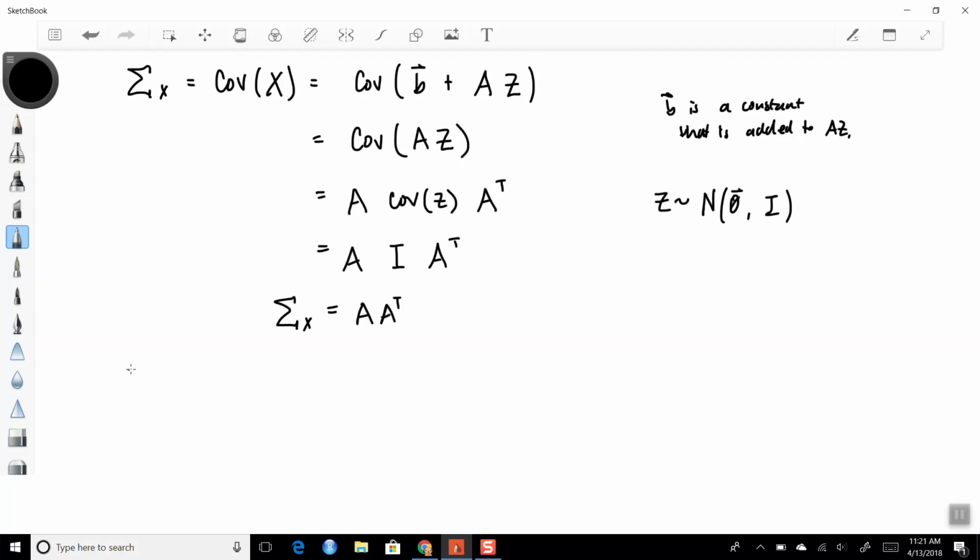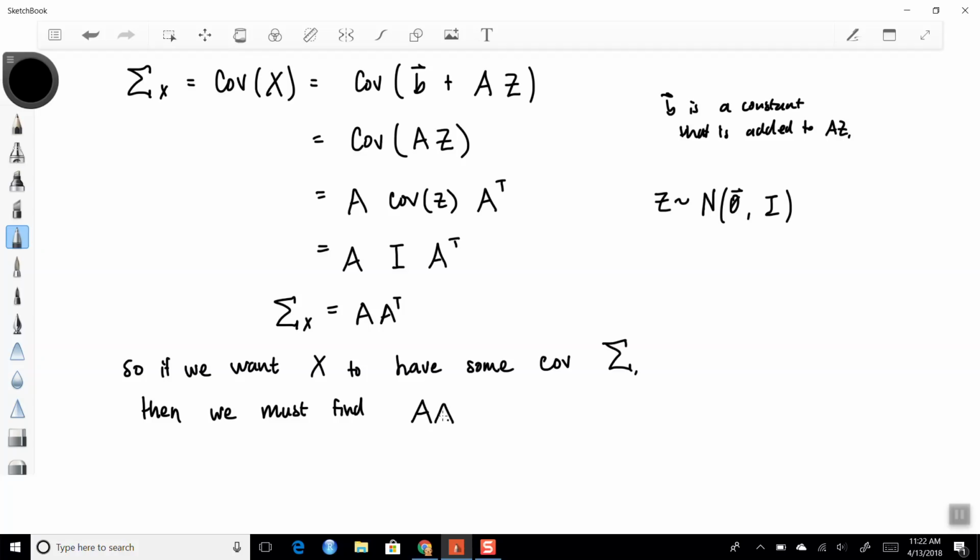All right, so if we want x to have some covariance sigma, then we must find A so that A A transpose is equal to sigma here.